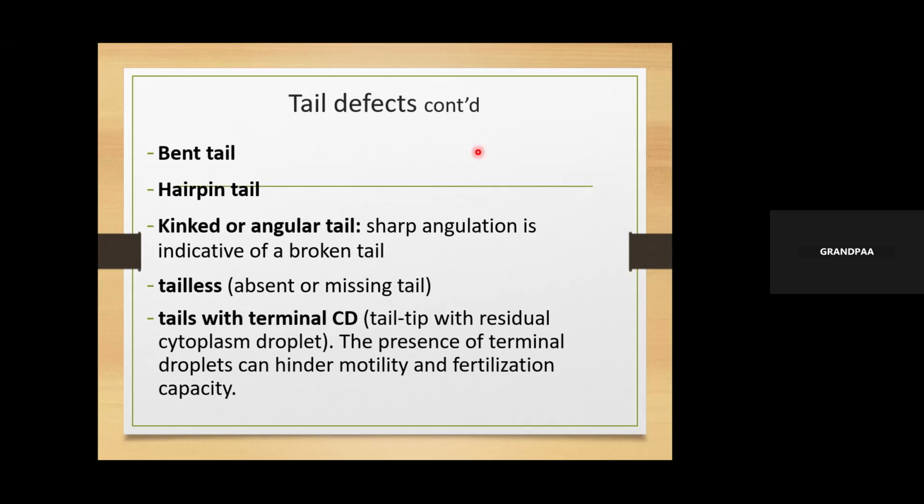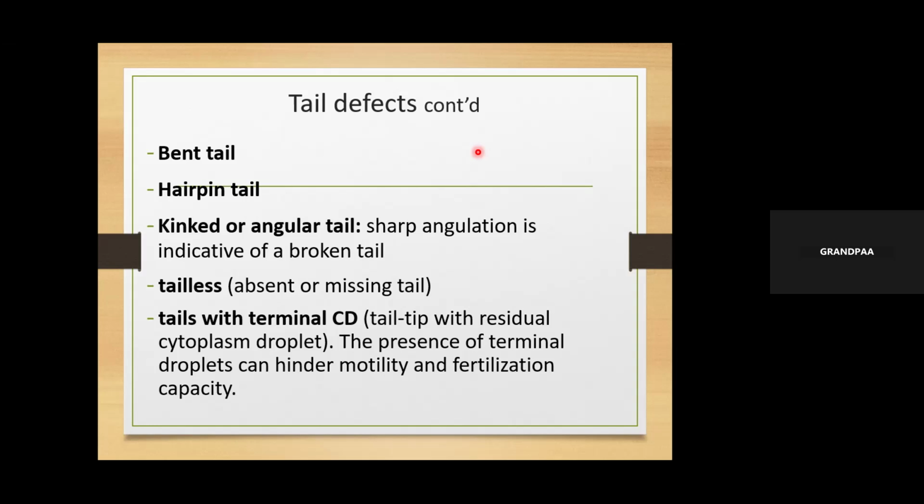There's no tail at all, and that, of course, would be a severe defect. You also have tails with terminal CD. CD is cytoplasmic droplet. Normally we say that for it to be positioned at the tail end, or the end piece of the tail, then it becomes terminal, and that is more of an excess residual cytoplasm than an ordinary cytoplasmic droplet. I hope that point is clear.